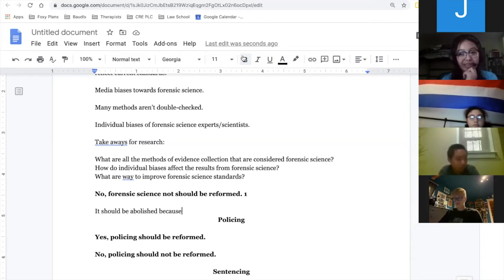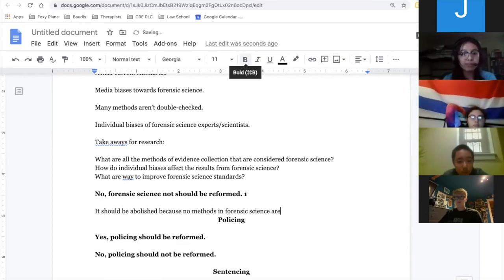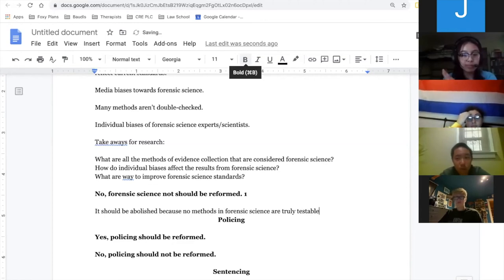So would you say that it should be abolished because all forensic science practices are inconclusive, like they're not 100% falsifiable? We should make sure that is, I'll put that as a question afterwards. It should be abolished because no methods in forensic science are truly testable or falsifiable.